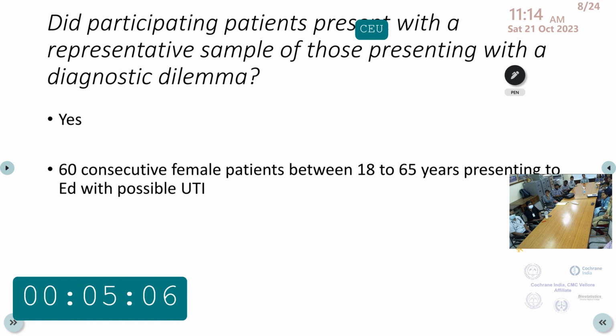How they recruited the patients was they took 60 consecutive female patients between the ages of 18 to 65 who presented to the ED with a possible UTI. It means they had any lower urinary tract symptoms with or without fever, and this diagnosis was made by the triage nurse. So the triage nurse felt that a urine analysis should have been done. They felt that was more pragmatic to what would happen in a real life scenario, and so therefore they recruited patients like that.